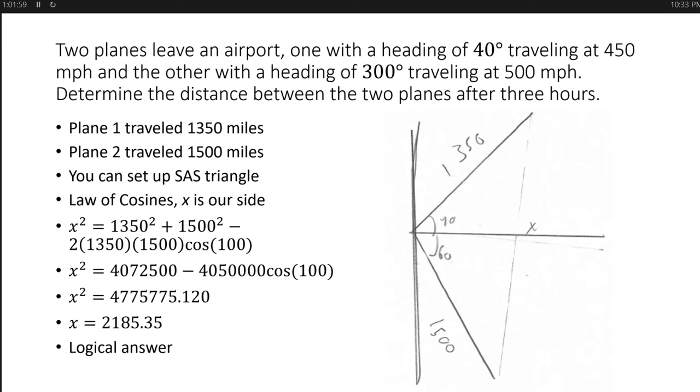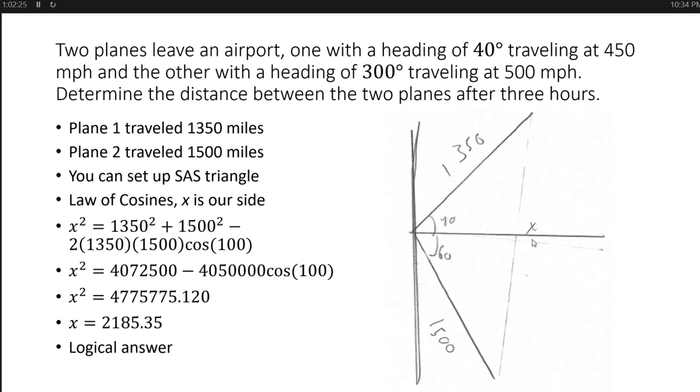Okay, next. We have two planes leaving an airport. This is our bearing question. One is traveling with a heading of 40 degrees at 450 miles per hour, and another with a heading of 300 degrees at 500 miles per hour. Determine the distance between the two planes after 3 hours. So this is our little map right here. This is our starting point.